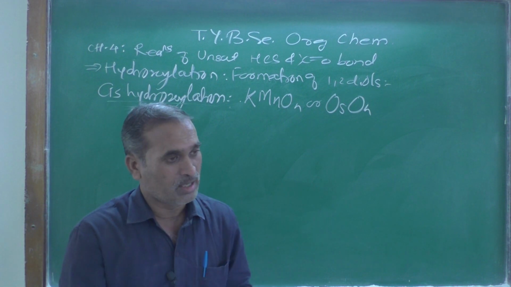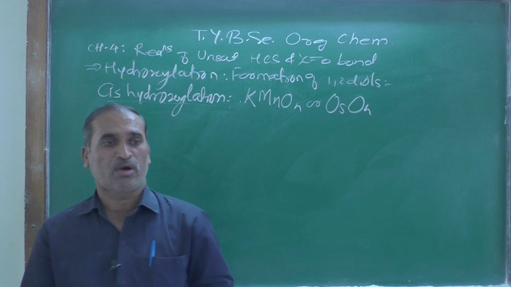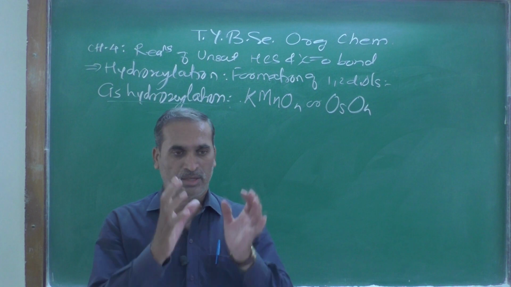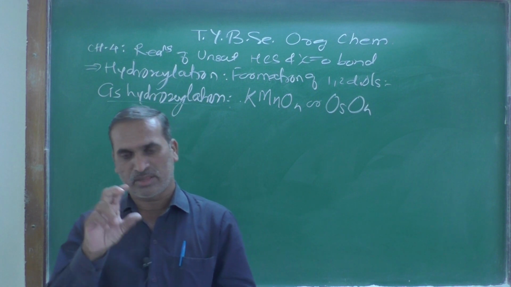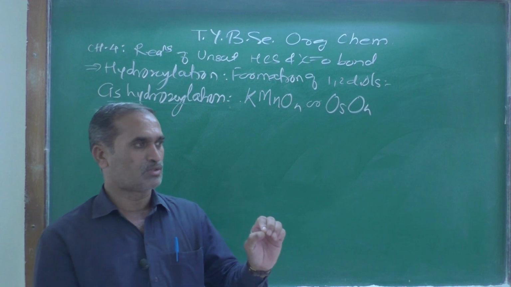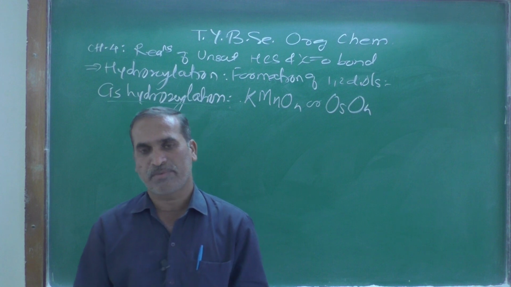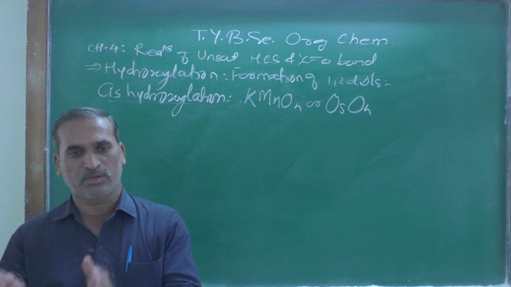Now, if you remember, for the detection of saturation and unsaturation, one classical test we already learned is Br2 in the presence of an inert solvent like carbon tetrachloride. Bromine is brown in color. When decolorization takes place, that gives the classical test for the detection of unsaturation in an organic compound.